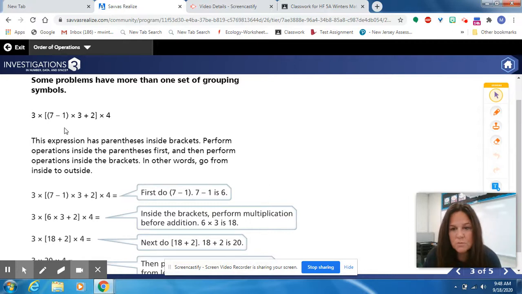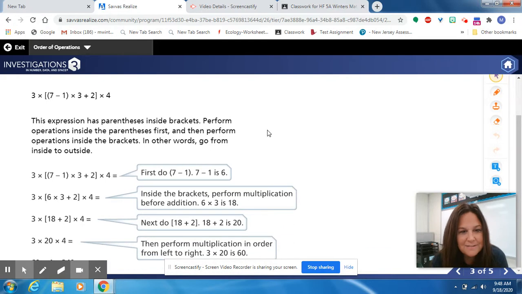I told you sometimes we call them brackets, parentheses. And I want to just tell you that you always want to work from the inside out. So you do whatever is closer to the middle, closer to the inside, and then you work your way out. So this expression has parentheses inside of brackets. Perform operations inside the parentheses first, and then perform operations inside of the brackets. In other words, go from inside to outside. So for this one, we're going to want to do 7 minus 1 first, and then continue to work inside of those brackets.